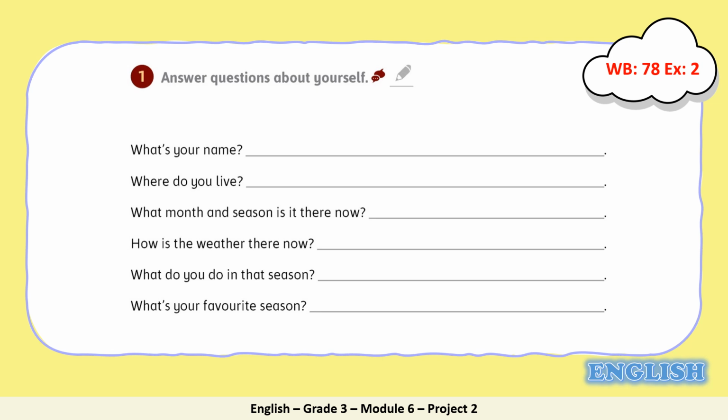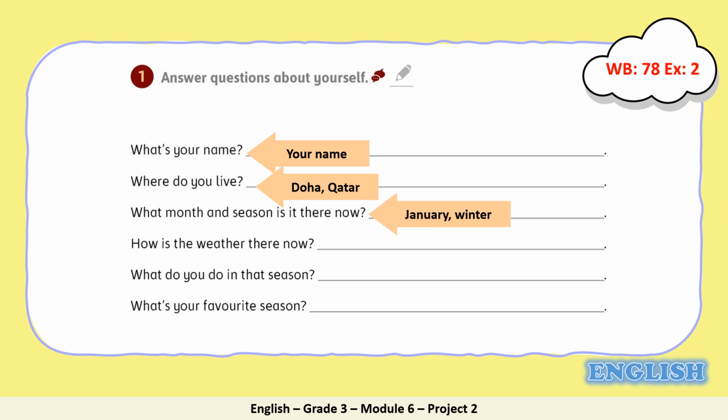Ready to start? I will give you some helping words that you can use. In question number 1, what's your name? You only have to write your name. In question number 2, where do you live? You can say in Doha, Qatar, or you can change Doha to the name of the area you live in. In question number 3, what month and season is it there now? I am sure you know the answer. It is January and it's winter.